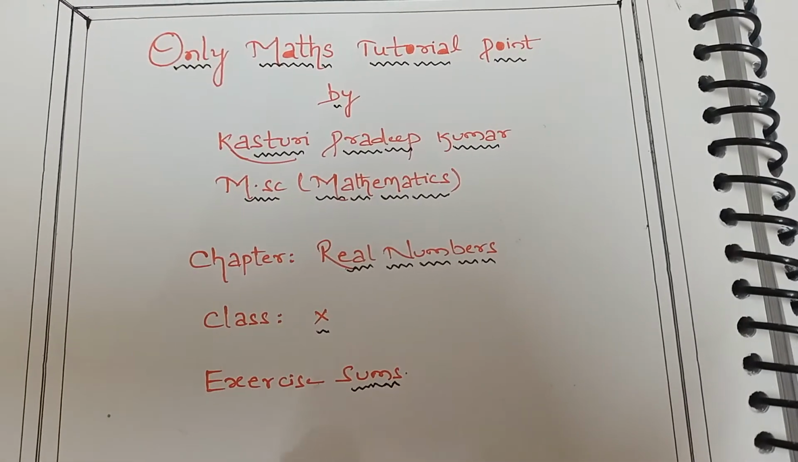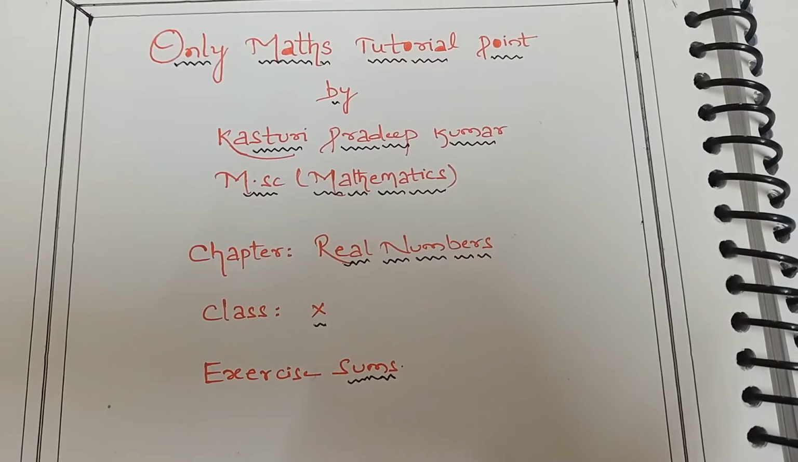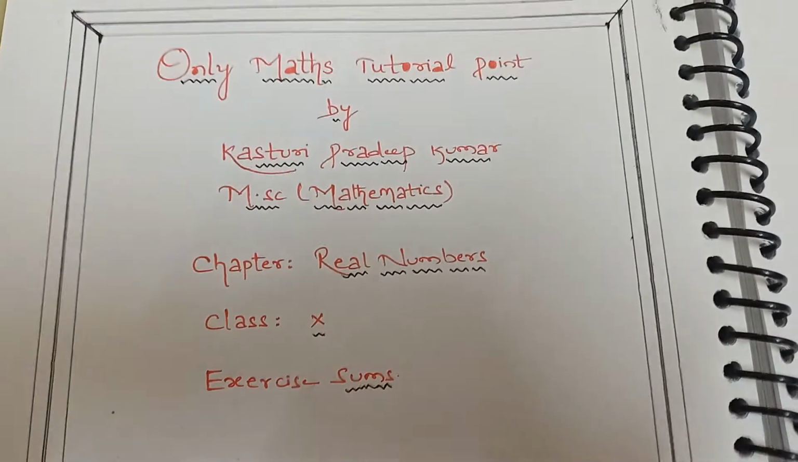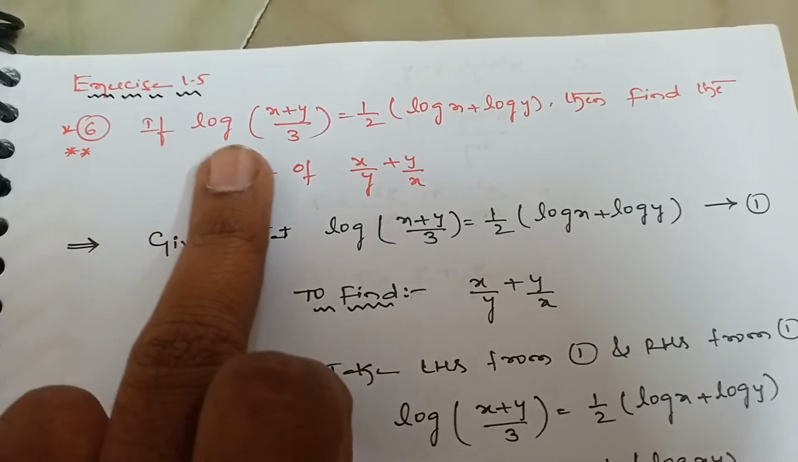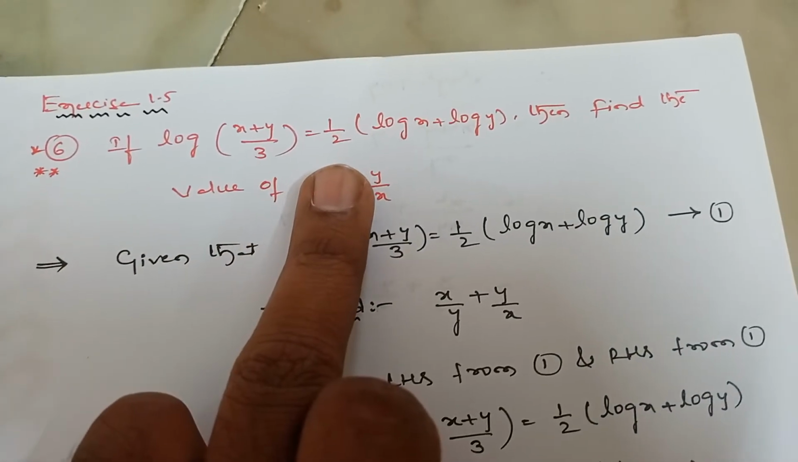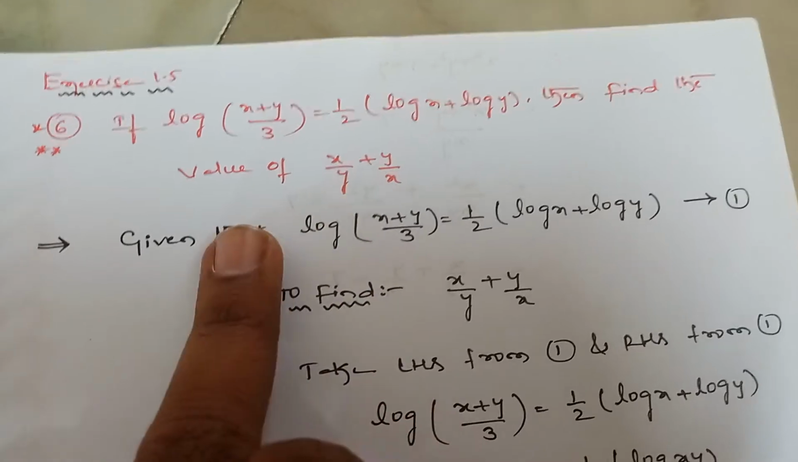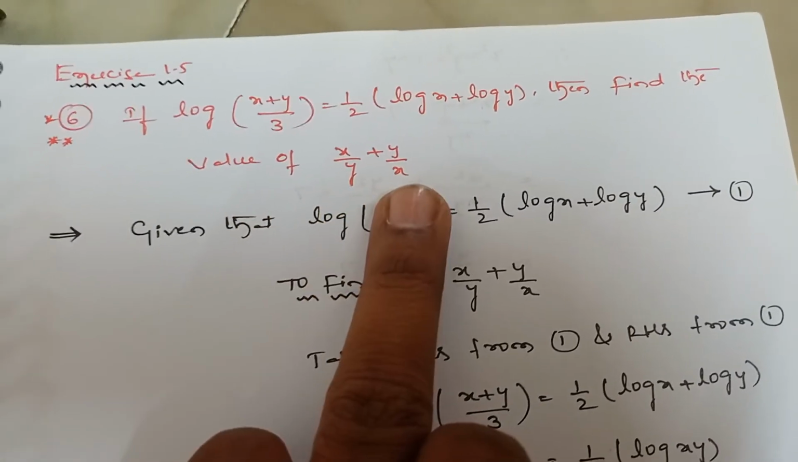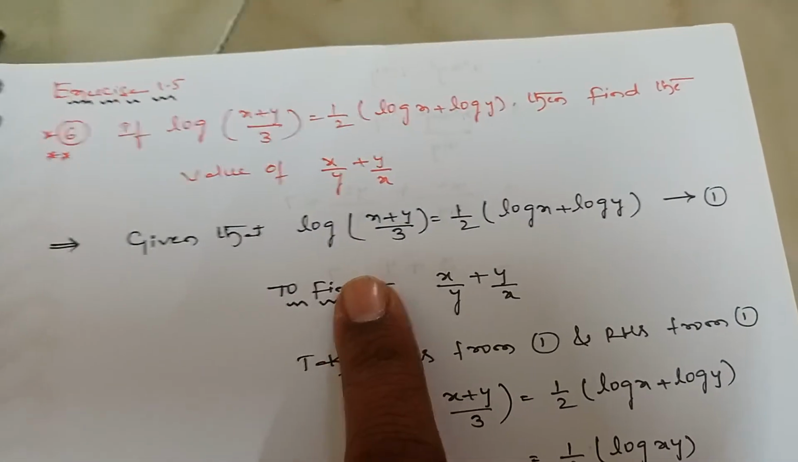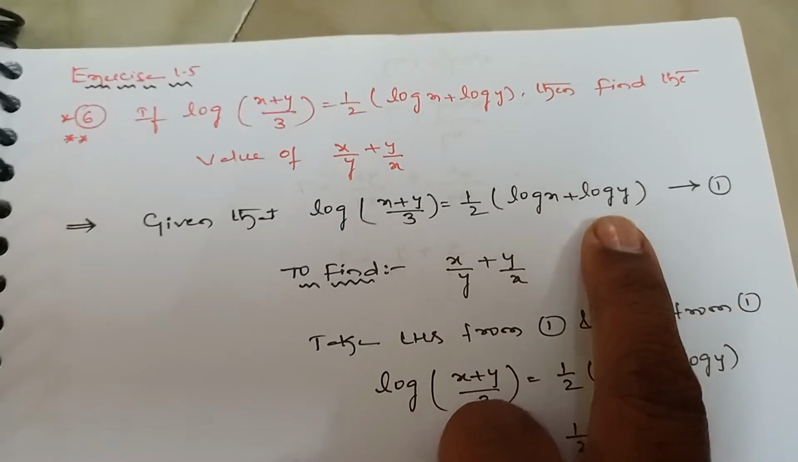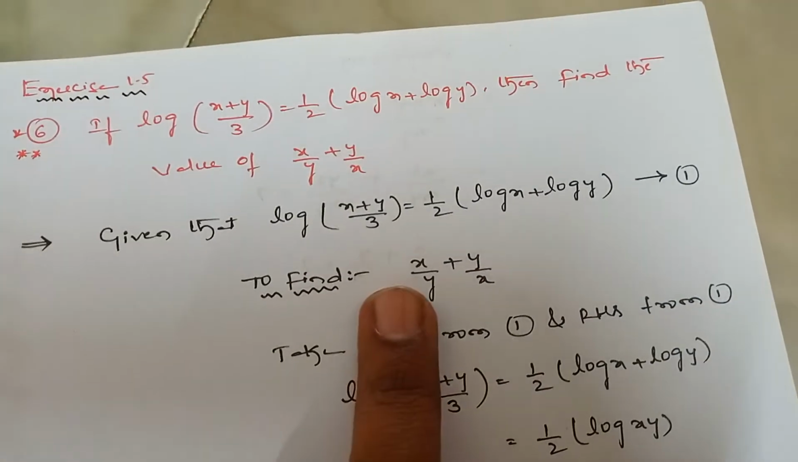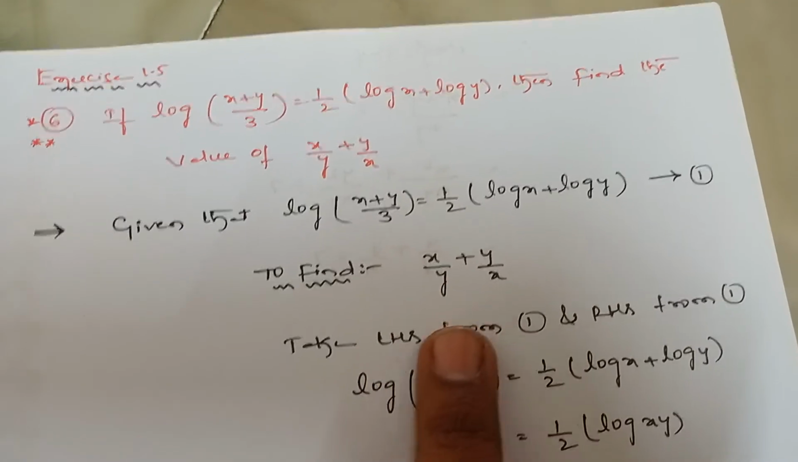Today we are going to continue with the chapter Real Numbers of class 10th, exercise sums continuation. Exercise 1.56 sum, very important. If log of (x plus y) by 3 equals 1 by 2 (log x plus log y), then find the value of x by y plus y by x. Okay, take the given value: log of (x plus y) by 3 equals 1 by 2 (log x plus log y). Take it as equation 1. We need to find x by y plus y by x.